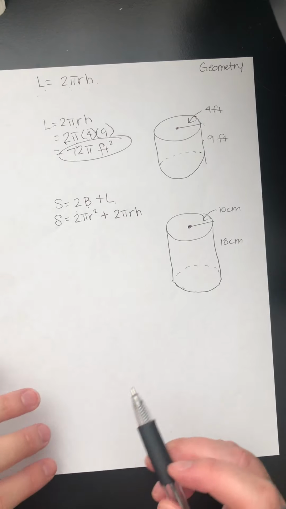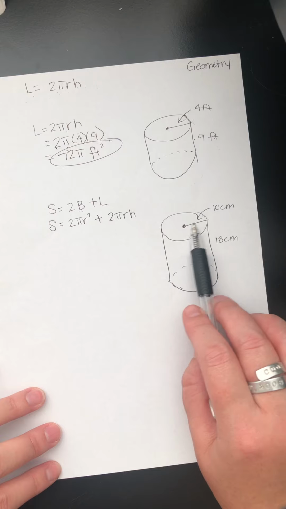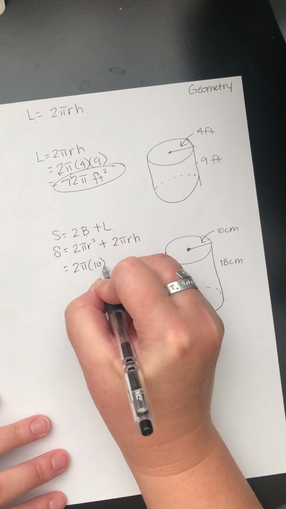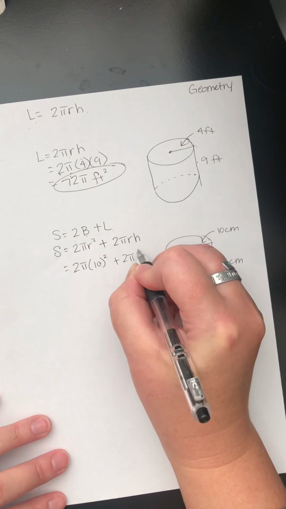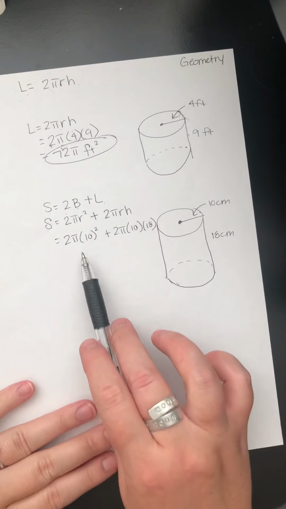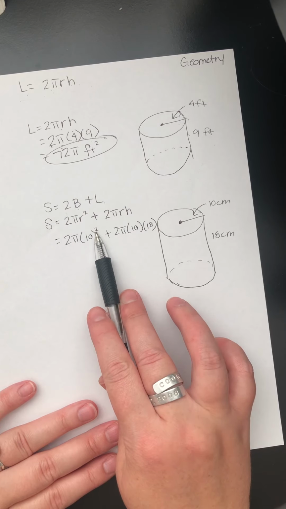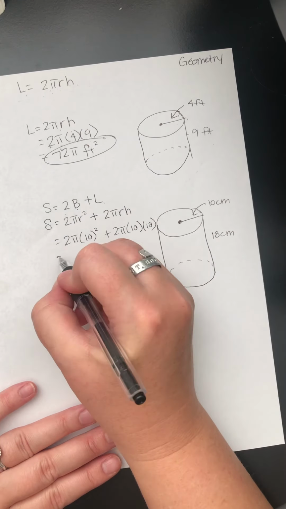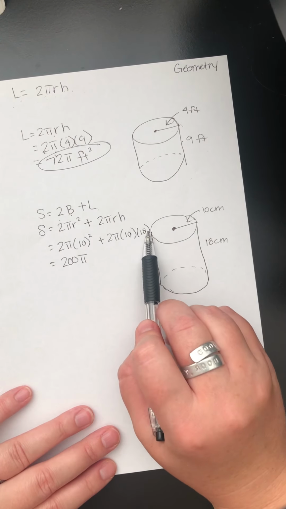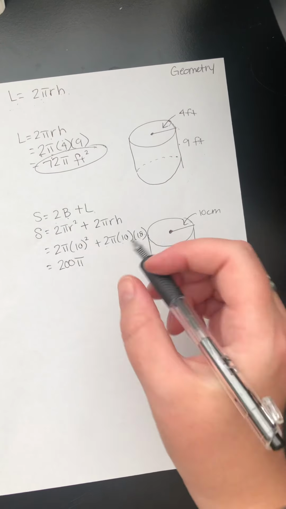So now I'm going to solve this right here. We know the radius and we know the height. The radius is 10 and the height is 18. 2 pi times 10 squared plus 2 pi times 10 times 18. Remember, leave the pi as it is. And just multiply the 2 and the 10 squared. 10 squared is 100. 100 times 2 is 200 pi. 2 times 10 times 18. 10 times 18 is 180. 180 times 2 is 360.